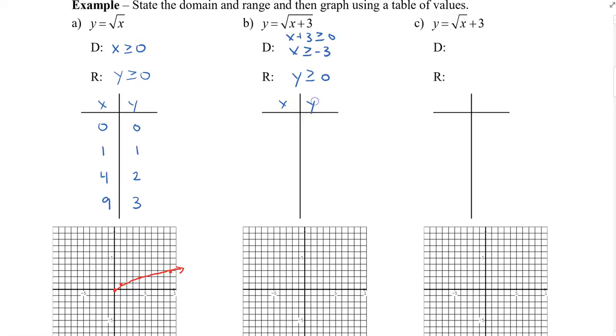Now when I find my x values this time, I'm going to start at my domain. So it says that x has to be greater or equal to negative 3. So when I put in negative 3, I can see that I get 0. So the next number, I need to pick something that's bigger.